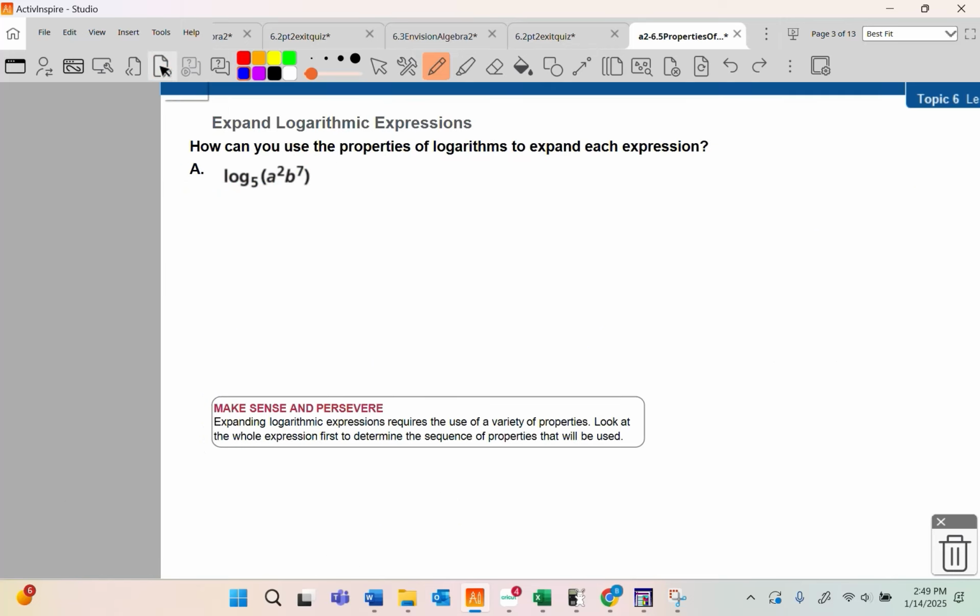All right, moving forward, how can you use these properties of logarithms to expand each expression? First I'm going to focus on the understood multiplier between a squared and b to the 7th. I'm going to have log base 5 of a squared plus log base 5 of b to the 7th. And that comes from the property about log of a times b, about breaking apart multiplication with addition.